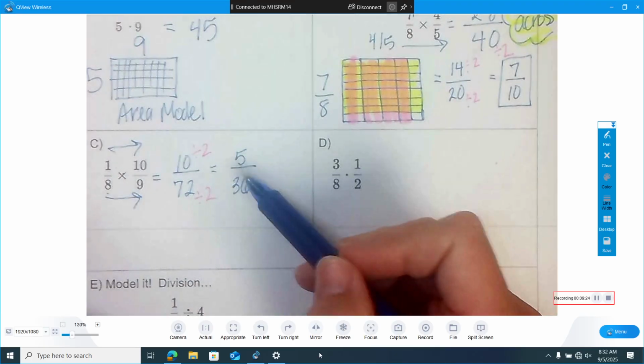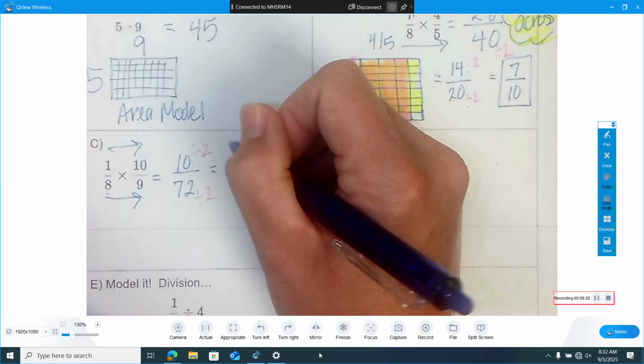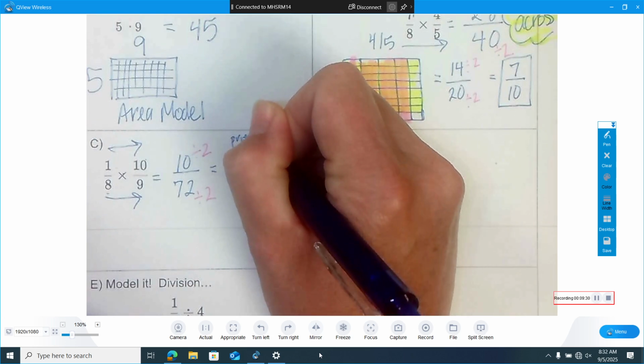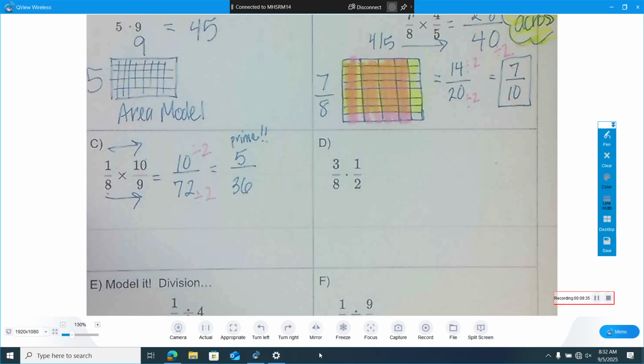Can they reduce any more? No, that's it. 5 is what kind of number? Prime. Yeah, it is prime. What does that mean when it's prime? Can't be reduced anymore, as you can't reduce it. So prime technically means that it's only divisible by itself and 1. Okay? Not 0. Nothing's divisible by 0. So just 5 or 1. And so that is prime.